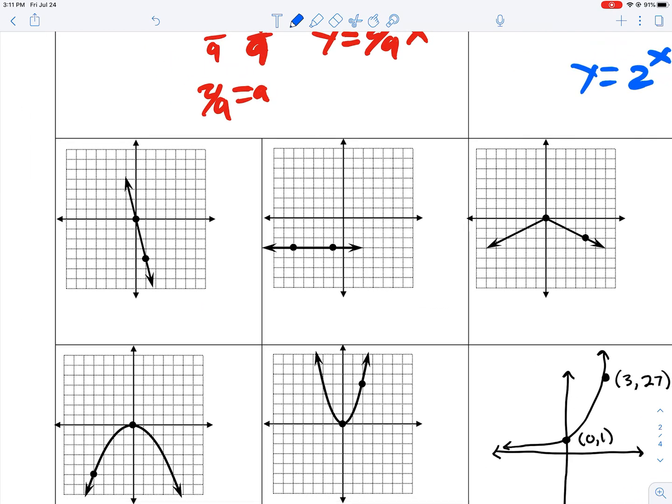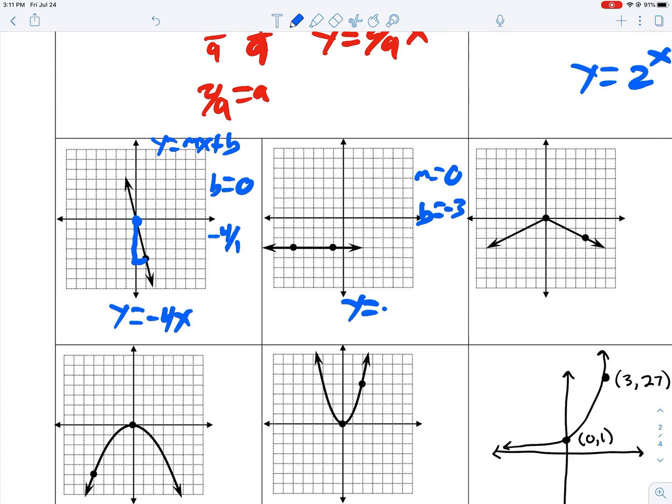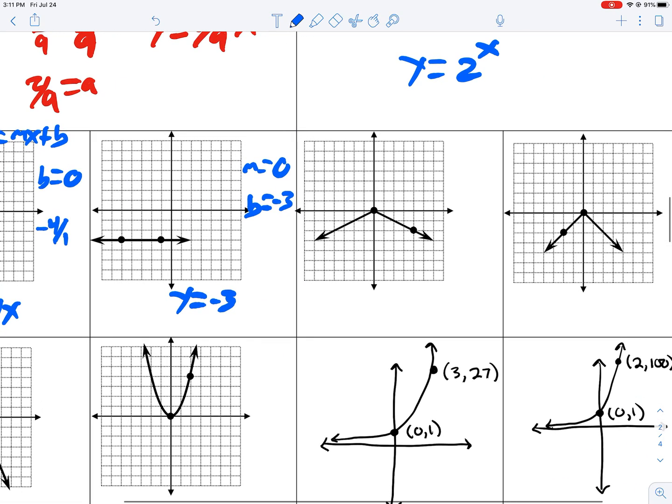So it's a linear function. So again, y equals mx plus b, right? You know the y-intercept is 0, and so we need the slope. It's going to be negative, right? So it's negative 4 over 1. So y equals negative 4x. Oh, the slope is 0, right? So m is 0 in this case. The y-intercept is negative 3. So your equation is y equals negative 3.